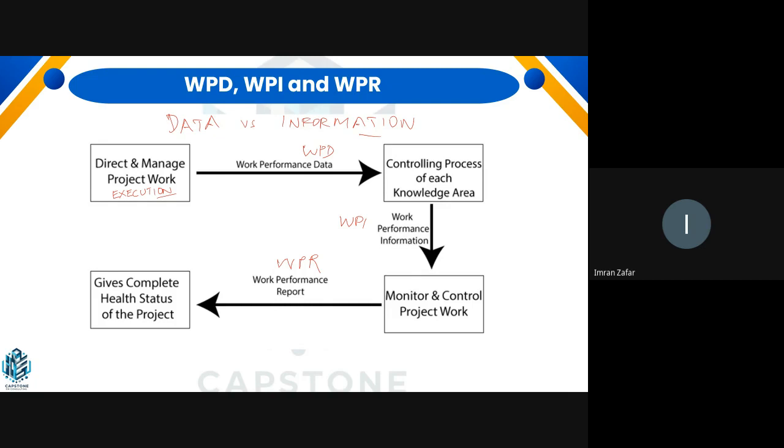So when we have planned our project, once we go into the execution phase, here we start gathering data, which is called work performance data. Okay, I have delivered 10 cars. We have produced 10 cars. We have utilized this much budget. We have used this many days. What is all this? This is your work performance data.